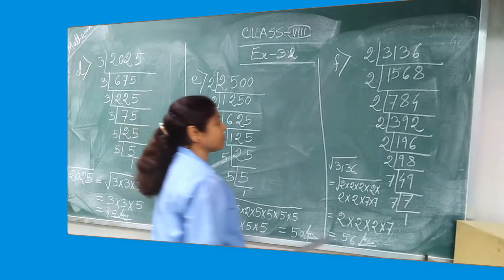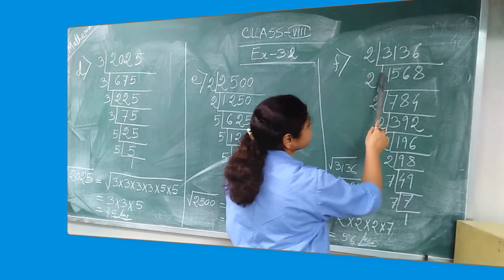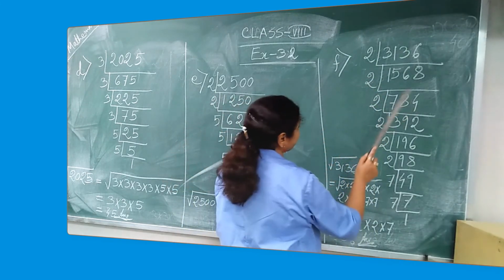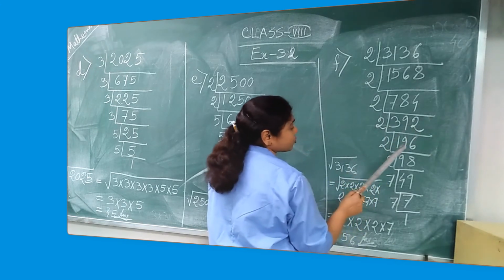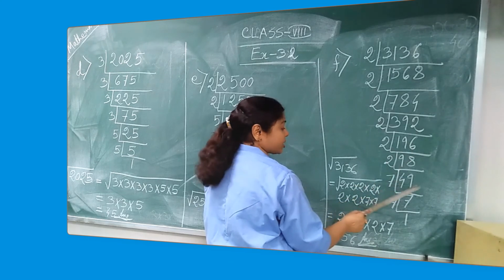Now the next sum, number F. 3136. By 2 it is coming 1568. By 2 it is coming 784. Again by 2 it is coming 392. Again by 2 it is coming 196. By 2 98. By 2 49. By 7, 7 sevens are 49.